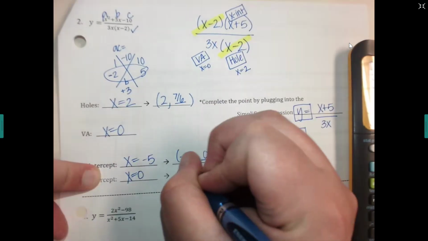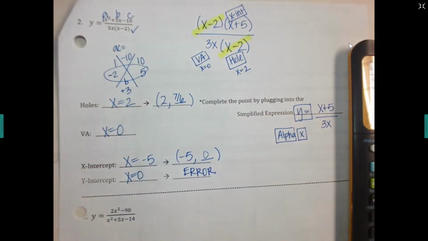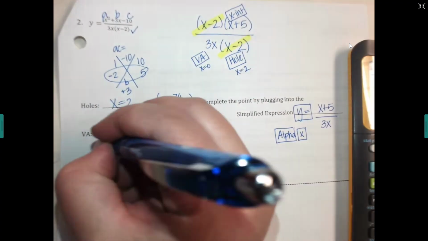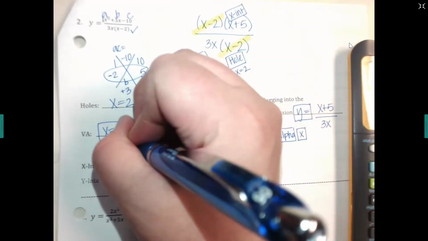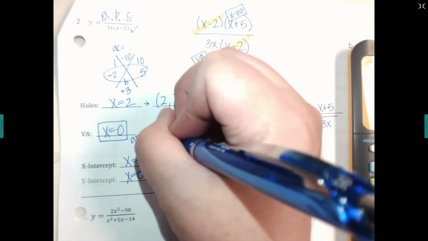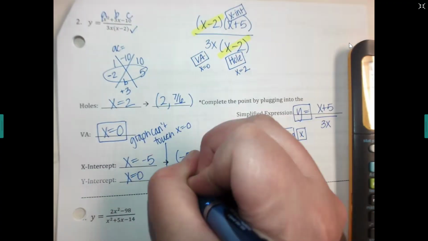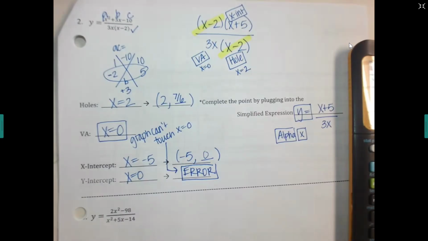Now let's talk about why I got an error. Because I have a vertical asymptote at 0. And remember what that means: if I have a vertical asymptote, my graph can't touch x equals 0. That's why we got this error here. Okay, so if your graph can't touch a particular number, then you can't look up the partner for it in the chart because it's going to give you an error. Make sense? All right, go ahead and look at the next one.